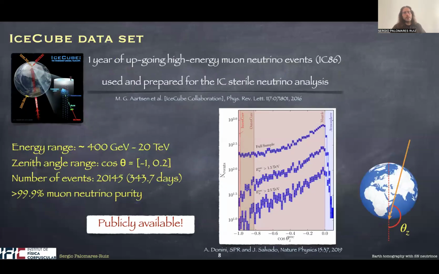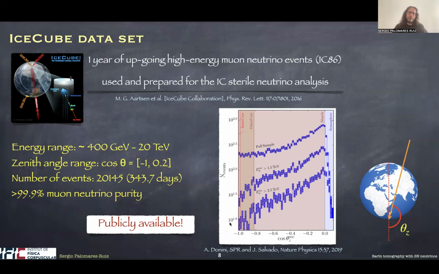So what we did was use 1 year of through-going muons detected by IceCube that were used to perform the first stellar neutrino analysis by IceCube. The energy range is 400 GeV to 20 TeV, covering basically half of the sky, all neutrinos going through the Earth, with about 20,000 events of high mu neutrino purity. And the best thing was that it was publicly available, not only the data, but also the Monte Carlo.